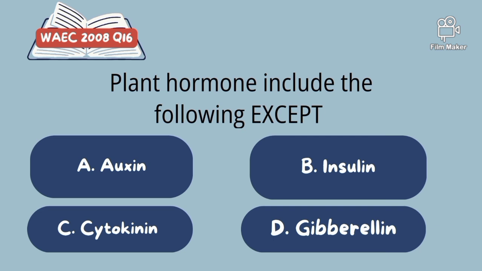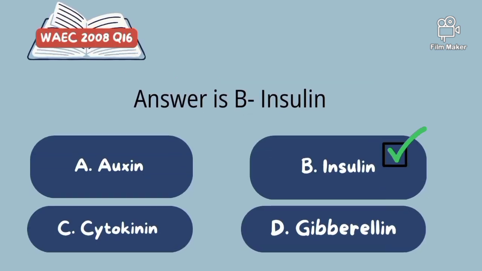The correct option is option B, insulin. Insulin is not a plant hormone, rather it is an animal hormone produced in the pancreas gland, and it regulates blood sugar. Other options including auxin, cytokinin, and gibberellin are growth promoters in plants.